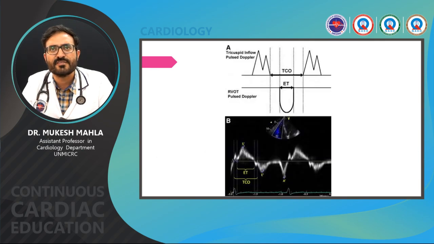So in the upper image, the pulse wave cursor is put on the tricuspid lateral annulus and pulse wave Doppler is applied, then we take the tricuspid valve closing to opening time and ejection time. When we subtract ejection time from the tricuspid valve closing to opening time, it is divided by ejection time.